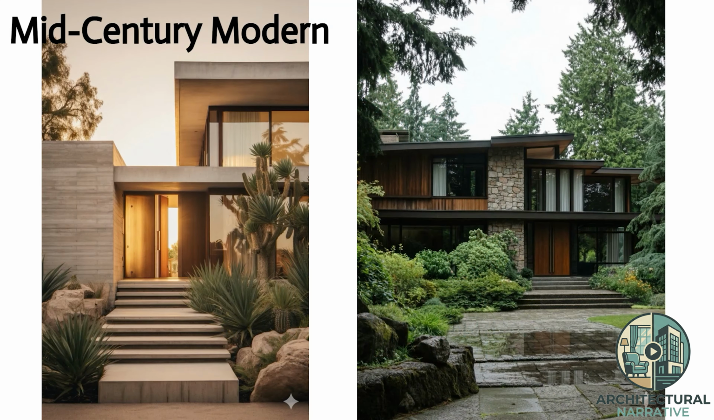Mid-century modern architecture developed between the 1940s and 1960s. It focuses on simplicity and connection with nature. Key exterior elements: flat roofs, large glass windows, clean horizontal lines, open floor plans. Integration with landscape. This style became very popular for residential homes.